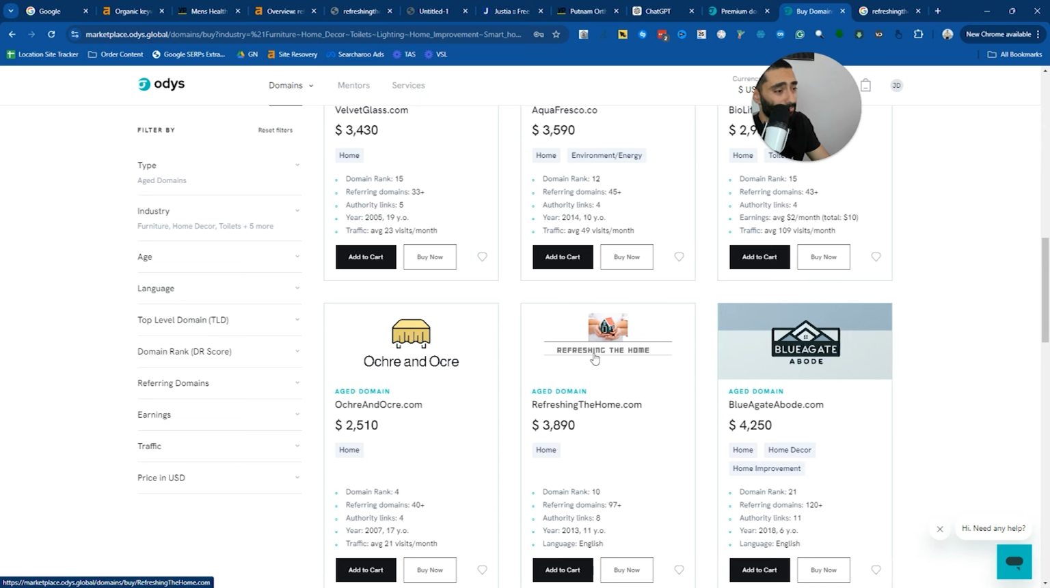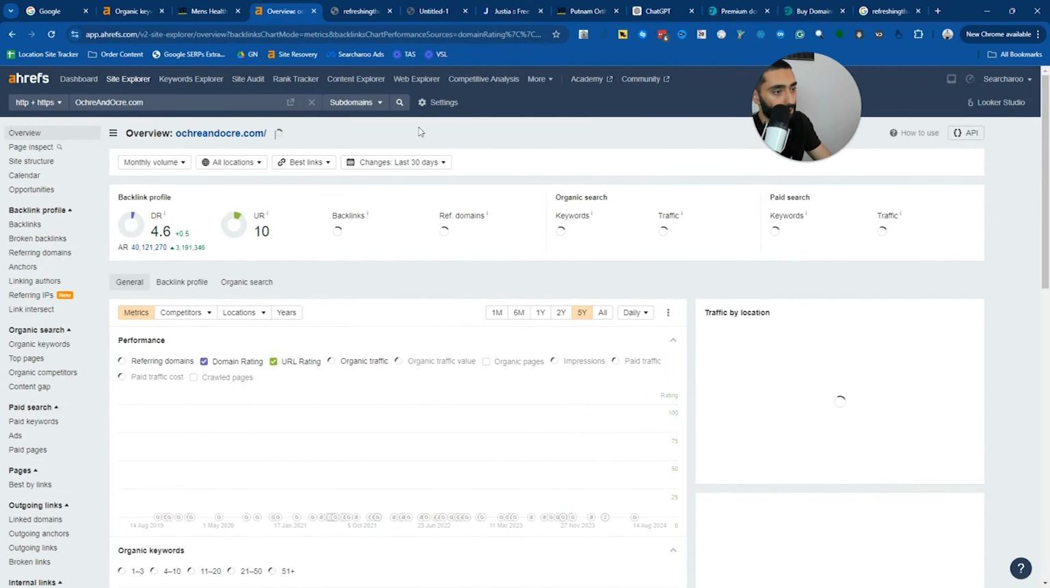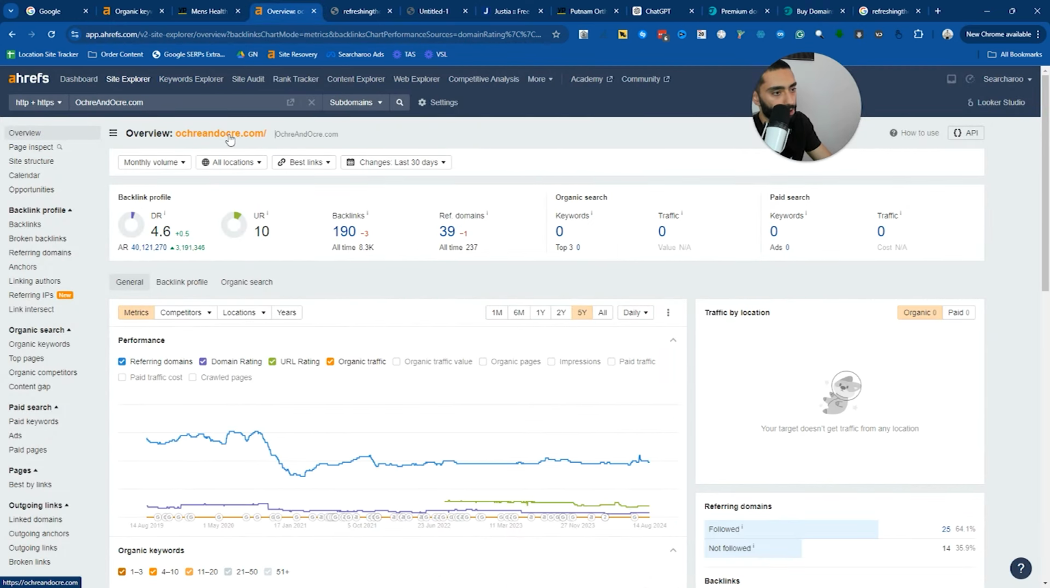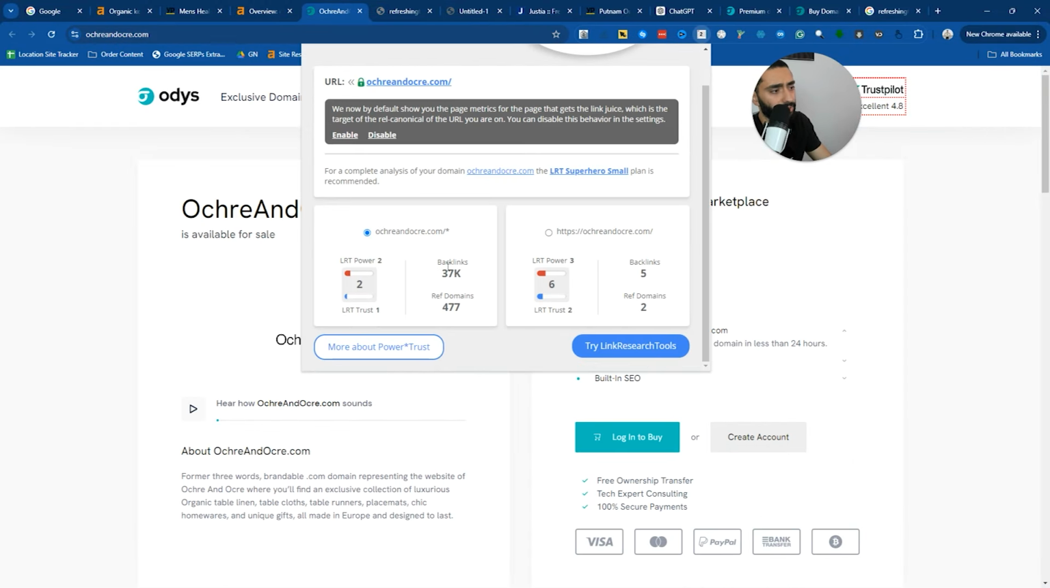And one thing to bear in mind is that domain was listed for $3,890. So we're actually getting way more than what ODYS think that we're getting. So I'm hoping that they don't actually know about that, or they don't change that in the future, because you can get some real gems. Like for example, here we're only looking at 190 backlinks, 39 referring domains. If we actually load it up on LRT, 37,000 backlinks, 477 referring domains.